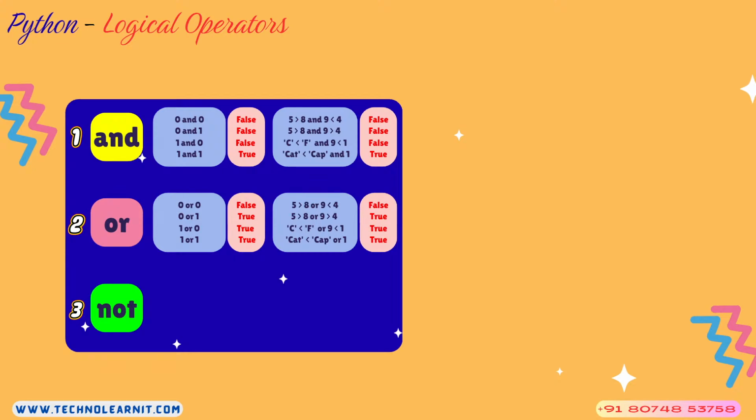Hence, when OR is applied, once any particular condition evaluates to true, it may skip the rest of the conditions which are part of that entire expression, and it can immediately return a true value as the final result. So in the third example, C less than F is true. So it need not check for 9 less than 1. The result would already be true. Cat is less than cap, which is true already. So it did not go and check for the second part, which is again true. So the result would be true.